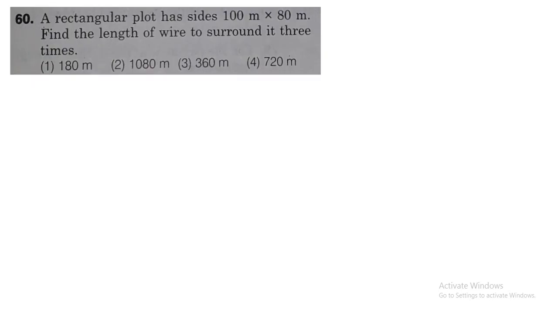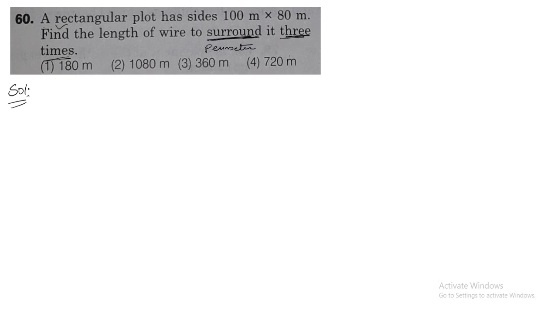Next, moving on to question number 60. Now let us see this. A rectangular plot has sides 100 meters by 80 meters. So length is 100 meters and breadth is 80 meters. Find the length of the wire to surround it 3 times. Surrounding means nothing but finding the perimeter. So do remember this: surrounding the boundary means finding the perimeter. How many perimeters do you need? 3 times. So we need to take 3 perimeters, right?